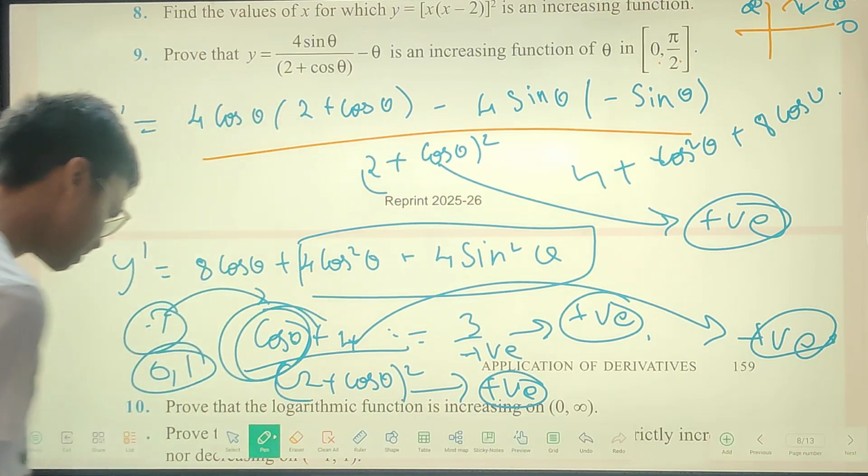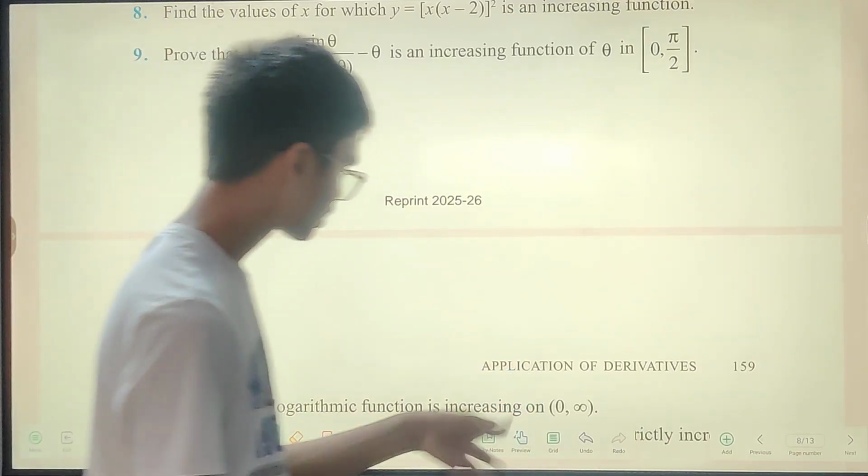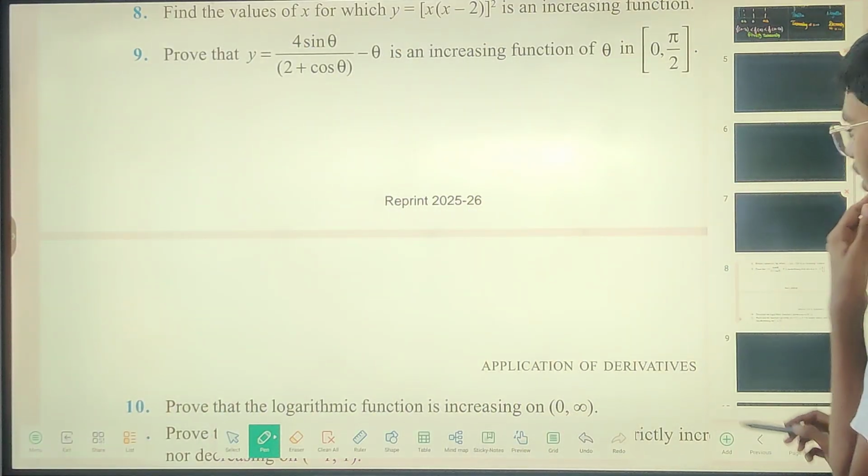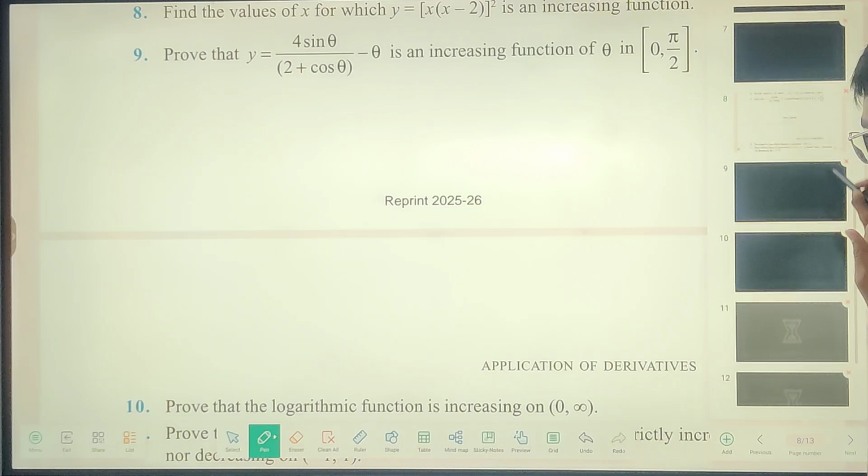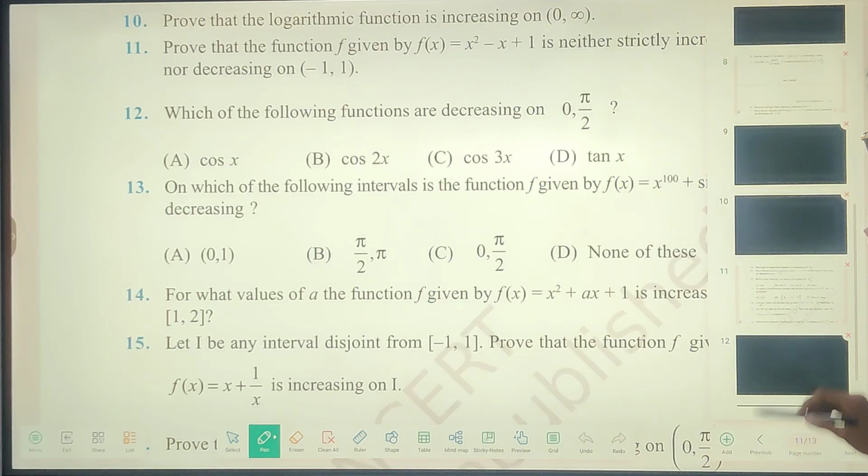Okay, so what I said, I thought there would be some extra points, but no. Okay, 10th question at least do I have? Here we have.